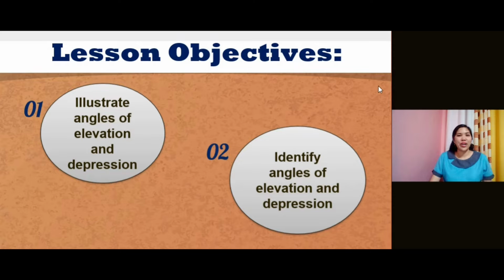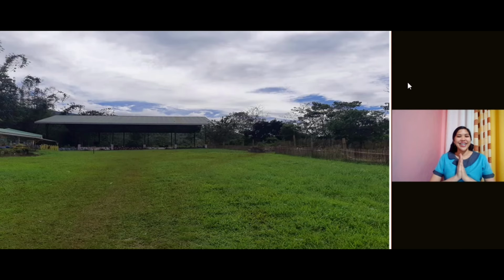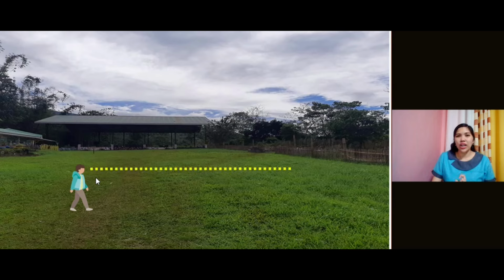Let's start with the first example. I hope you're familiar with this place. It's a module day and it's your time to go to school. On your way to your classroom, you pass in this ground. Suppose that this is you. As a person, if we are going to look straight, there is this imaginary line that is formed, which is our eye level. This imaginary line is what we call the horizontal line.